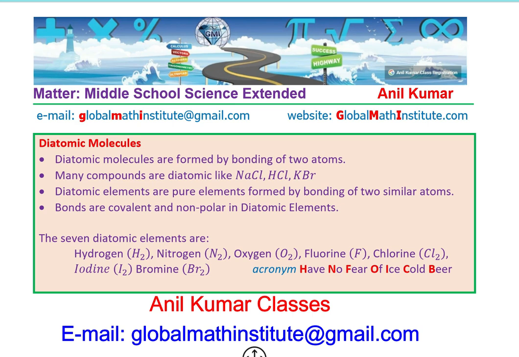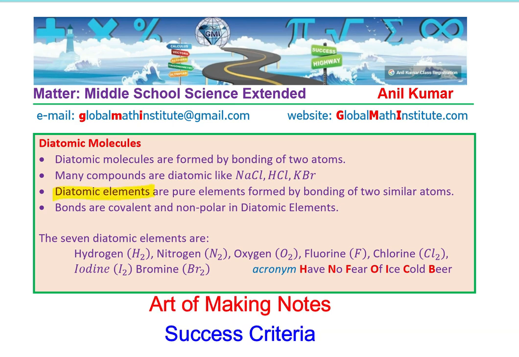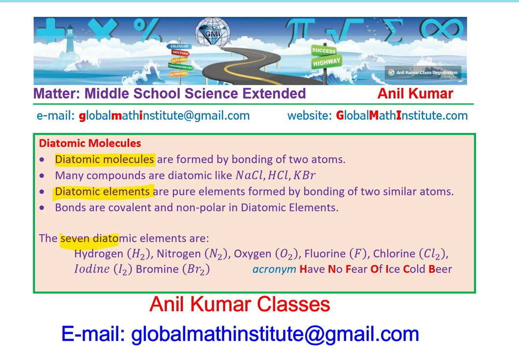Diatomic elements are pure elements formed by bonding of two similar atoms. So there's a term diatomic elements, and diatomic molecules. When we are talking about diatomic elements, we are saying pure elements formed by bonding of two similar atoms. So all the gases which I am going to show here, they are 7 in number, and these are all diatomic elements. So hydrogen will exist in the form H2, covalent bond between hydrogens. Similarly, nitrogen, oxygen, fluorine, chlorine, bromine, and iodine.